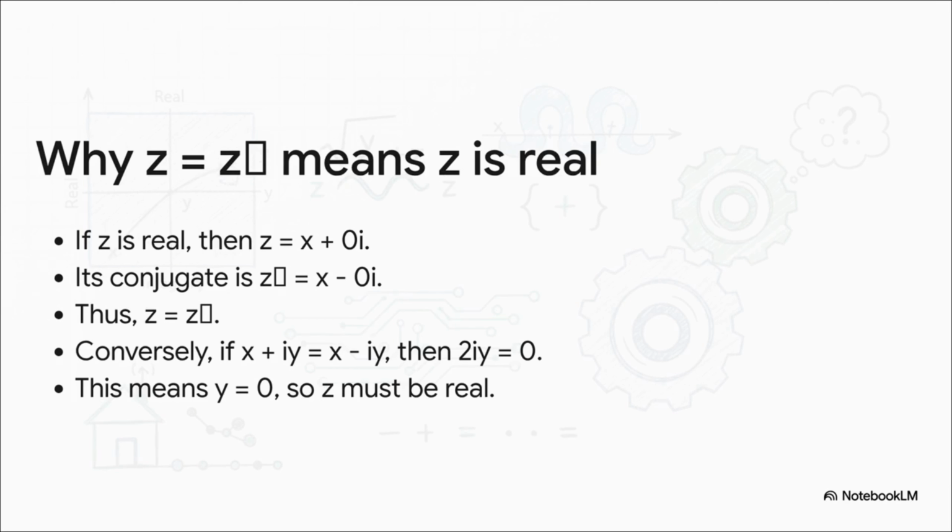Now let's go the other way. What if we know z equals its conjugate? That means x plus iy has to equal x minus iy. How's that possible? The only way for that to be true is if the iy part is just 0, which means y has to be 0. And if the imaginary part is 0, the number's got to be real. It's a perfect two-way street.